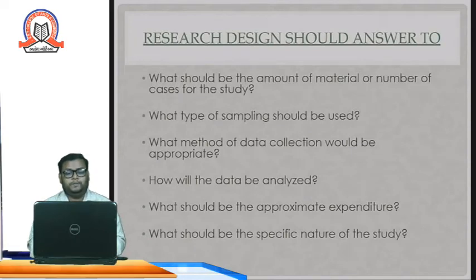Now what should be the amount of material or number which is required for the particular study, right? That we have to see, that we have to clear in our research design, or we can say that our research design should answer this question also. Then what type of sampling should be used, right? So there are different samplings, non-probability, probability, then simple random sampling, then stratified sampling, cluster sampling. So what kind of sampling you are going to use for your particular research, that we have to answer in our research design.